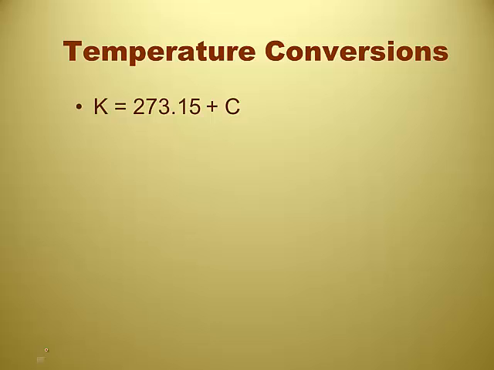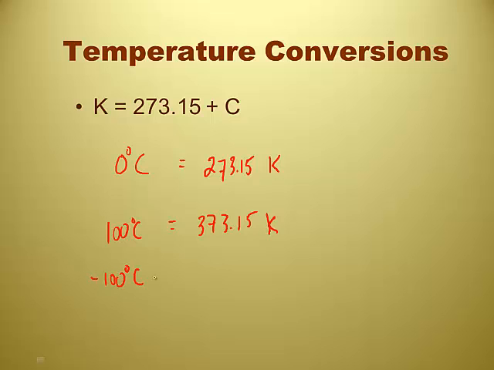And it's as easy as adding 273.15. So if they told me I had 0 degrees Celsius, it would be 273.15. No degrees for Kelvin, just Kelvin. So if it's 100 degrees Celsius, then it would be 373.15 Kelvin. And if it were negative 100 degrees Celsius, then it would be 173.15 Kelvin. All right. That seems pretty straightforward and simple.